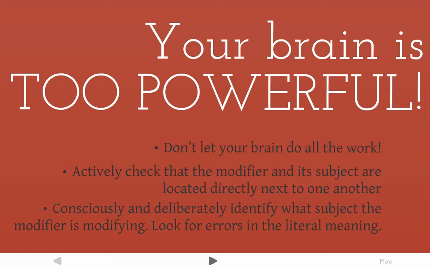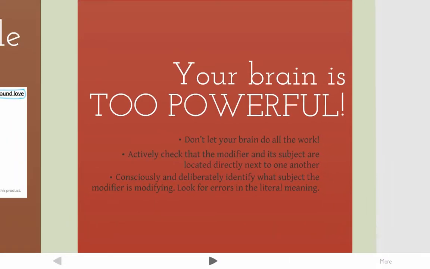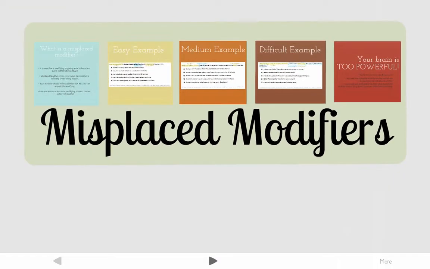Make sure that the modifier and the subject that it is modifying are directly located next to each other. And that's how you know from only reading the sentence, without even using your brain, that the modifier is modifying this subject. That's based on its location. So now you know what misplaced modifiers look like on the SAT and how to deal with them. And make sure, as always, don't let your brain take over. You need to actively search for misplaced modifiers in the sentence.